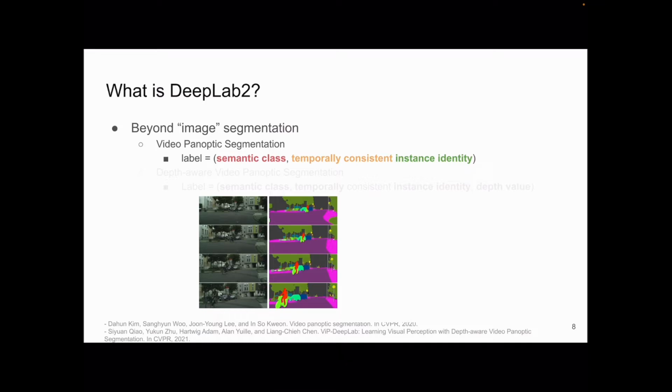Additionally, going beyond image segmentation, we support video panoptic segmentation, whose goal is to assign a label encoding semantic class and a temporally consistent instance identity. In the bottom, we illustrate the segmentation outputs of video frames from the Cityscapes dataset. As you can see, the cyclist is encoded with the same color, meaning a temporally consistent panoptic label.